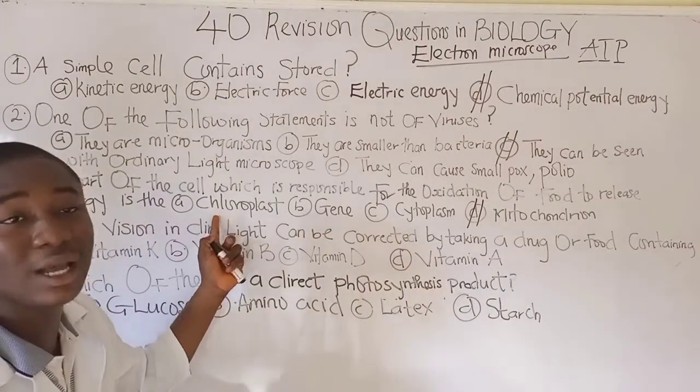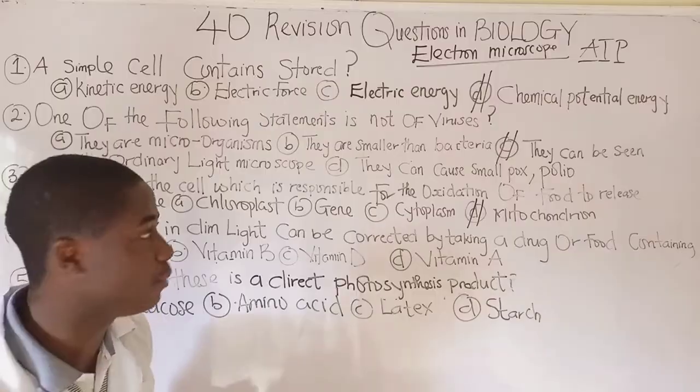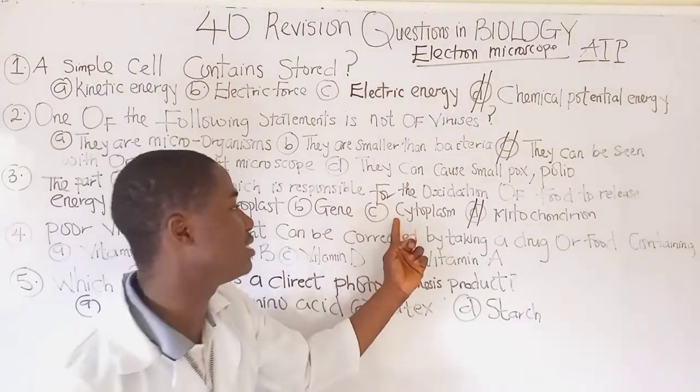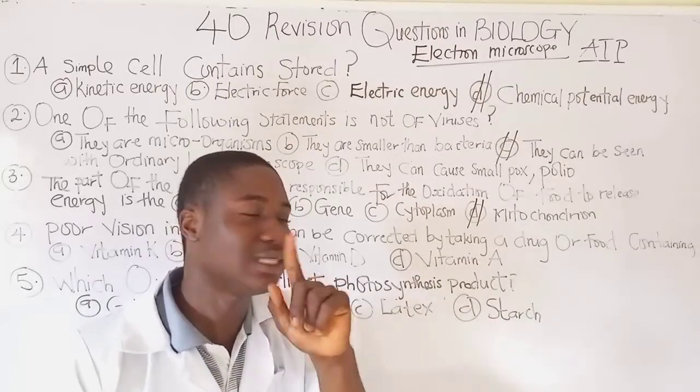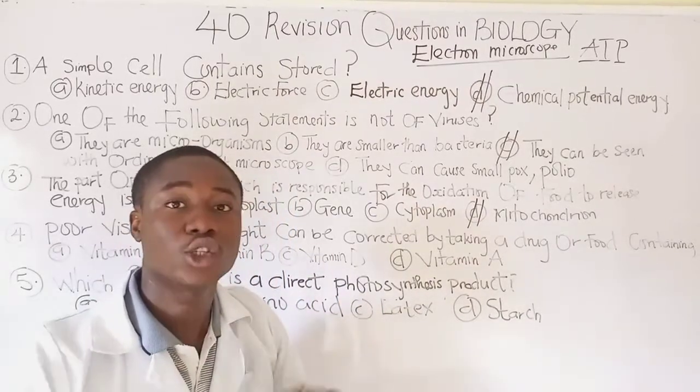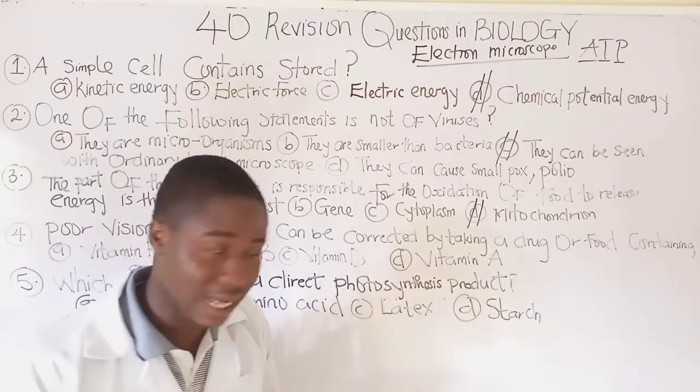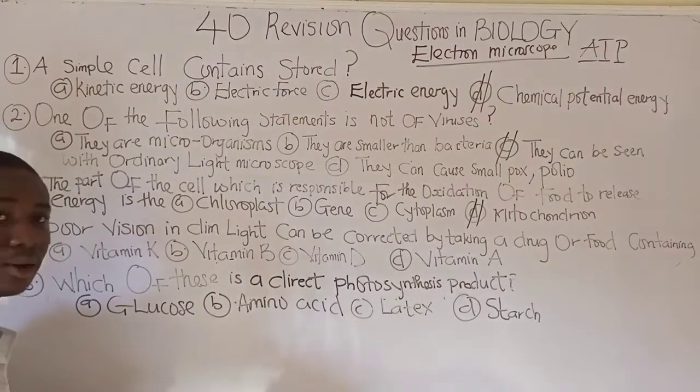Chloroplast is not the answer, because chloroplast is for photosynthesis in a plant, and cytoplasm is not either. This is the liquid portion of a cell. And for the mitochondria, yes, it is where oxidation of food substances occurs to release energy. So that is why option D becomes the answer.